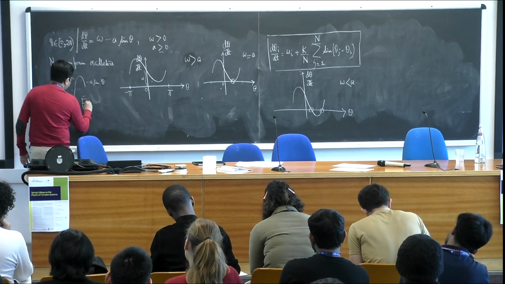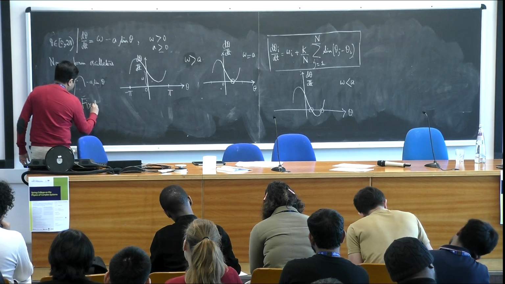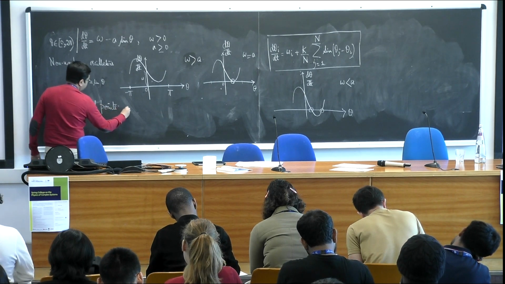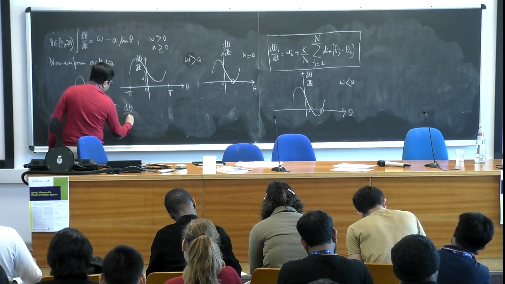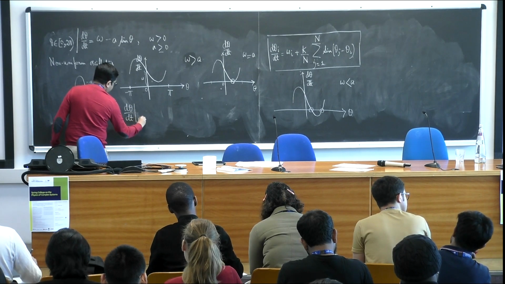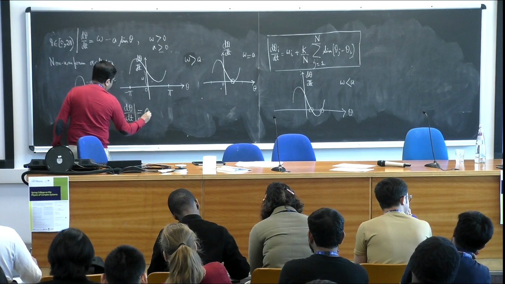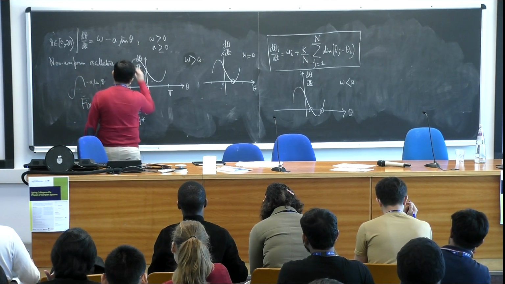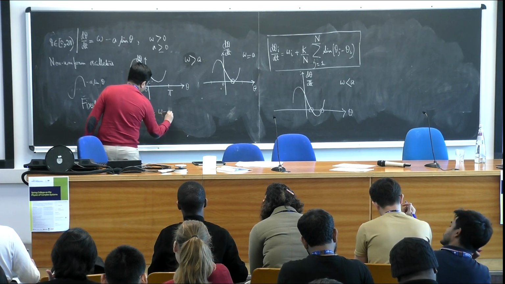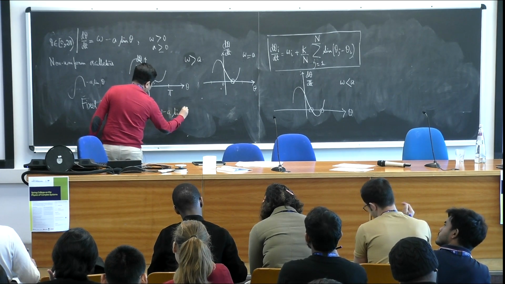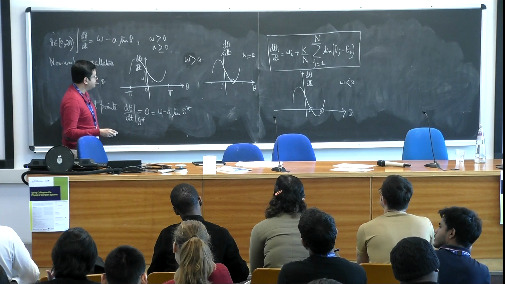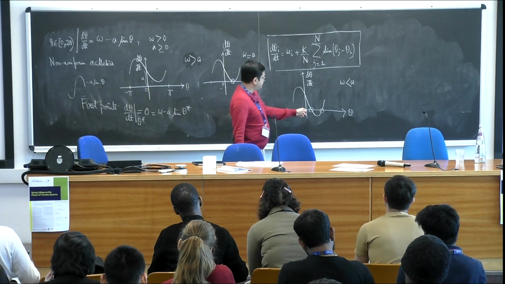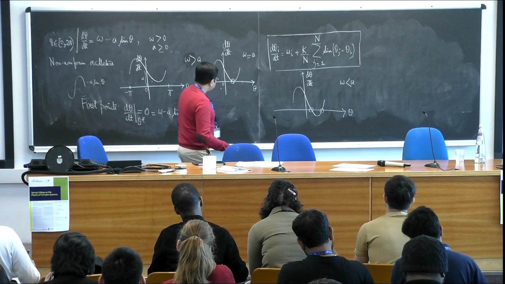So fixed points would be values of theta such that d theta dt equals 0. Let's say if theta star is a fixed point, then it satisfies this equation, that is to say omega minus A sine theta star equals 0. For example, here there is no fixed point, here there is one fixed point, and here there are two fixed points. But let's see what happens.